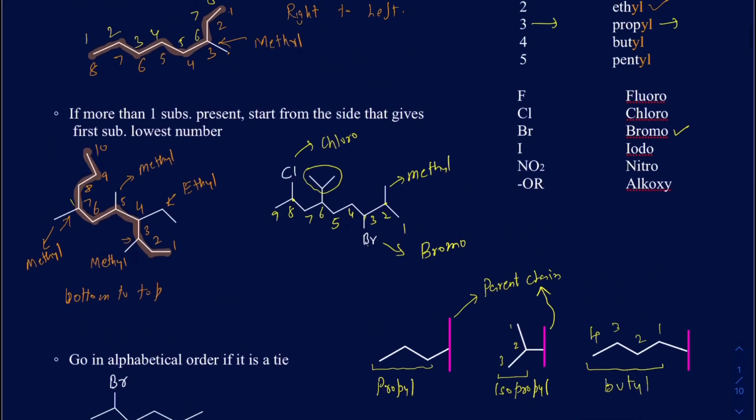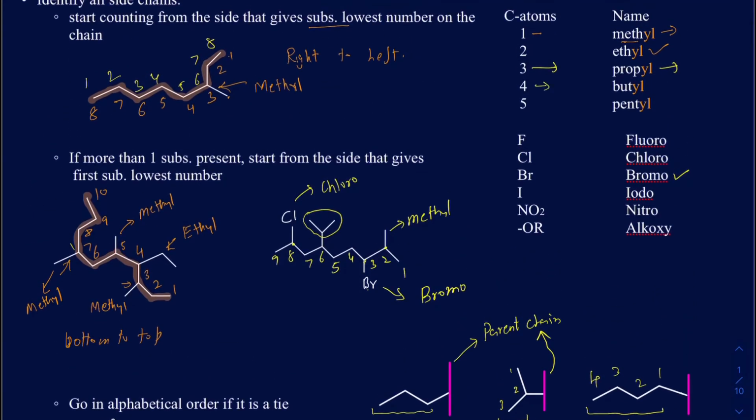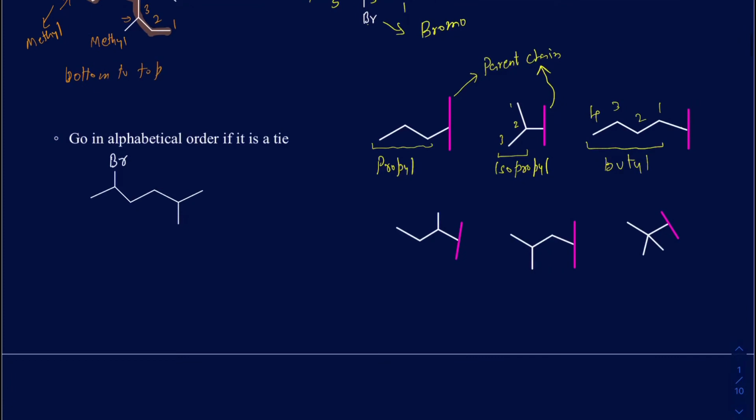Because remember, if I go back here, 4 carbons is going to be butyl, 5 carbons is going to be pentyl, 6 carbons is going to be hexyl, and so on. What about this next one here? So figure out how many carbons we got total on that side chain. That's 1, 2, 3, 4. So still got 4 carbons.